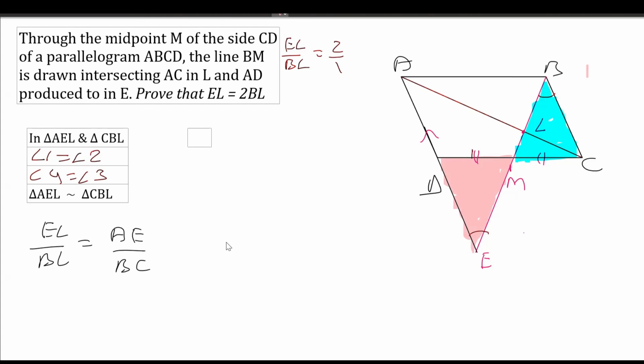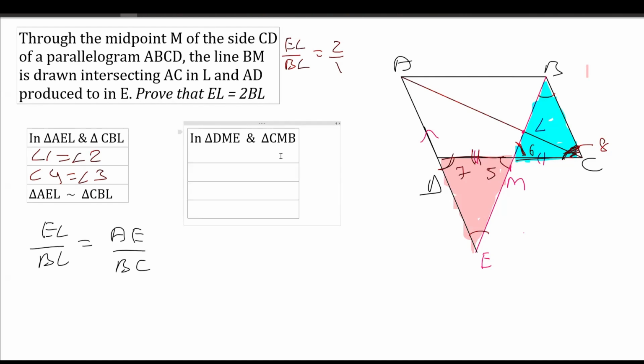From here, one thing is clear, that this side is equal to this side, and we can write these two as vertically opposite angles. So I write angle 5 and 6 over here. And similarly, this angle 7 will be equal to this angle 8. So we can write the triangles congruent. Let's begin with proving the triangles congruent. So I start by considering the two triangles here.